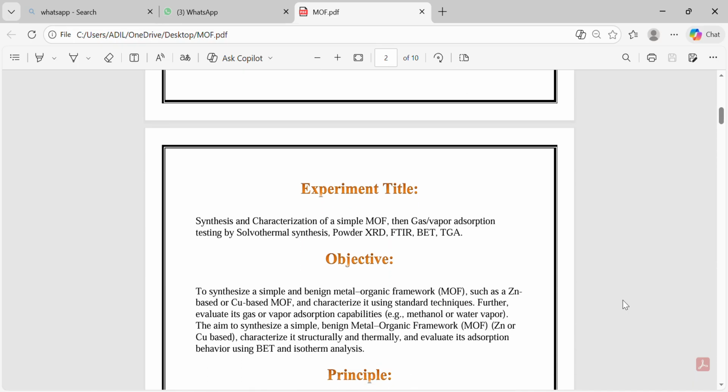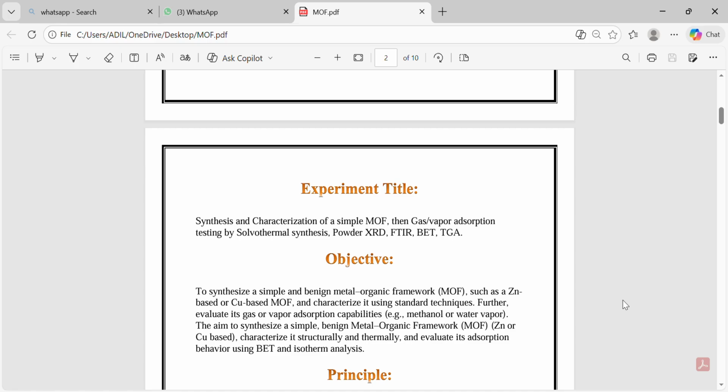Today my experimental title is the synthesis and characterization of a simple MOF, then gas vapor adsorption testing by solvothermal synthesis, powder XRD, FTIR, BET and TGA. We can make a simple MOF, study its structure and check how well it can soak up gases and vapors like methanol and water.